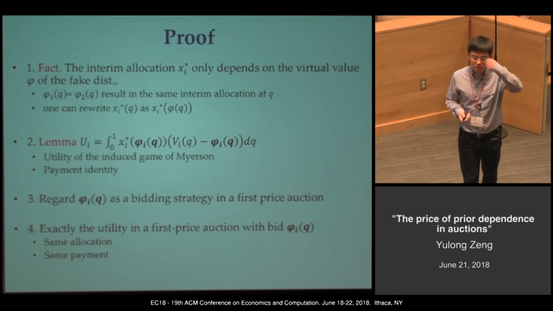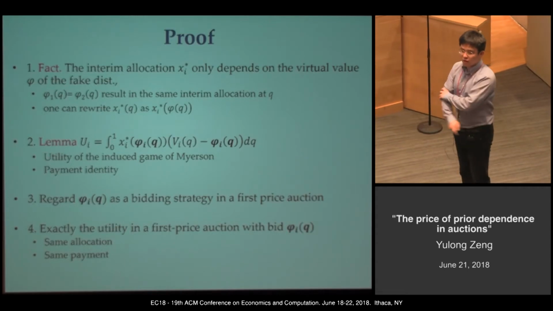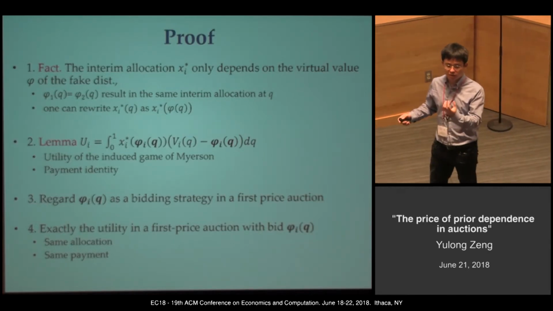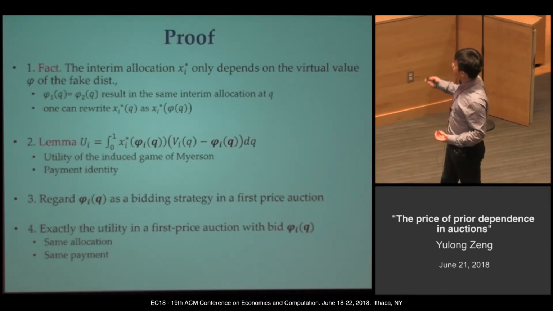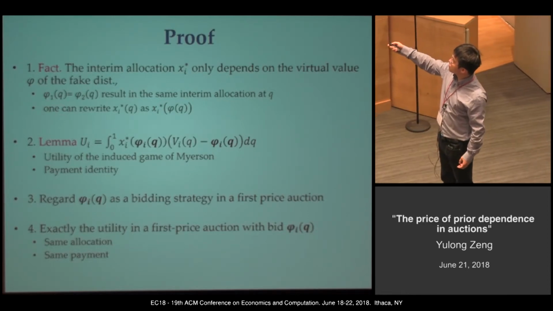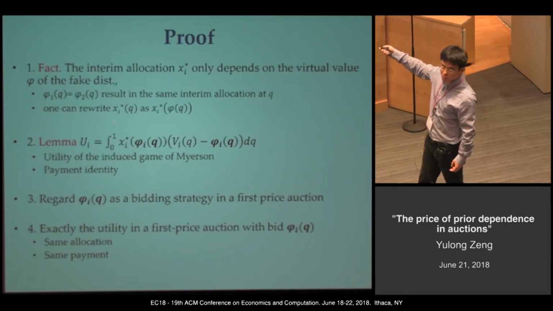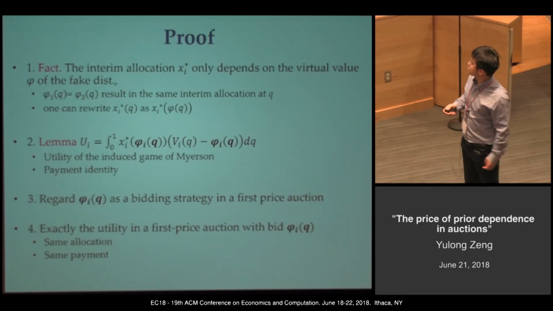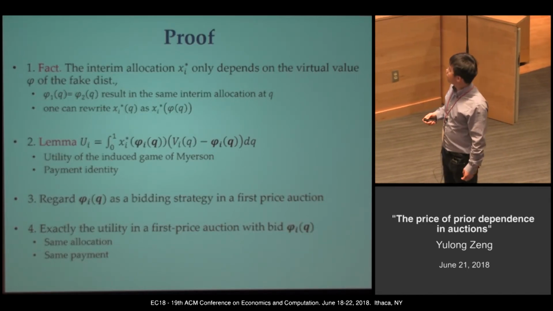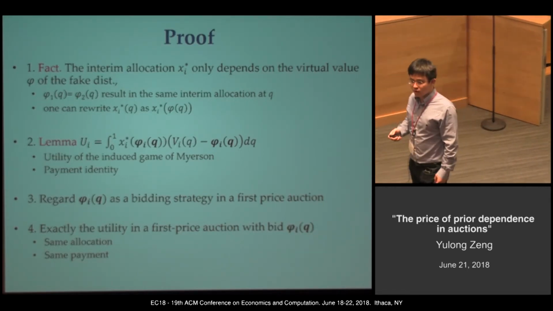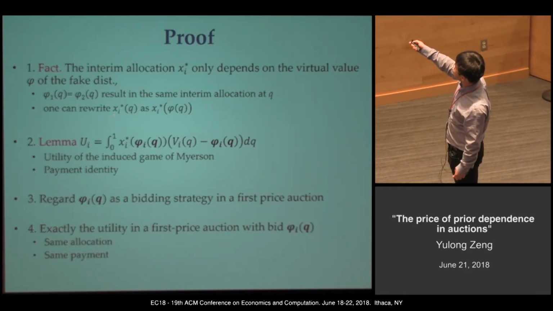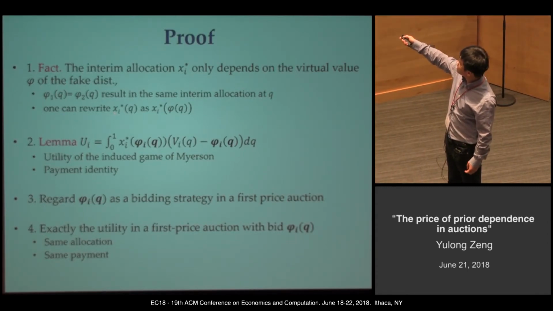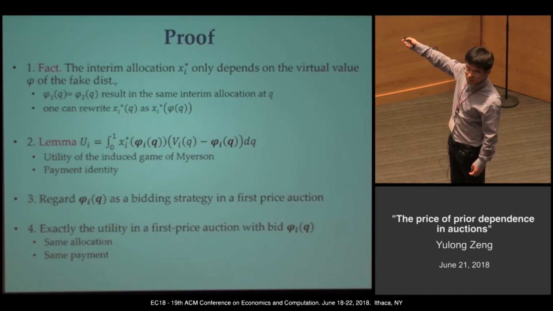So the main observation here is that the interim allocation of Myerson only depends on the virtual value. Okay, not the whole fixed distribution, but the virtual value of the fixed distribution. So that is to say that if you have two virtual values phi 1 and phi 2 from two distributions that have phi 1(q) equals phi 2(q), they will result in the same interim allocation. So with this observation, we can write the interim allocation rule as a function of phi(q). So phi is the virtual value function instead of q. Okay.